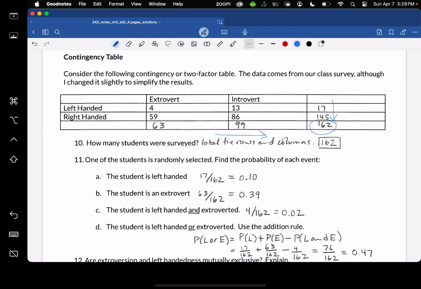The student is left-handed. That would be 17 people out of 162. An extrovert would be 63 out of 162. Notice that I'm using the total number of extroverts divided by the total people in the survey. If I asked you about people who are left-handed and extroverted, then there are only 4 out of the 162 total. For each of these fractions, I did convert them to a decimal as well, and I'm in the habit of keeping 2 decimal places, just because then it's easy to also say that that's 10% or 39%.